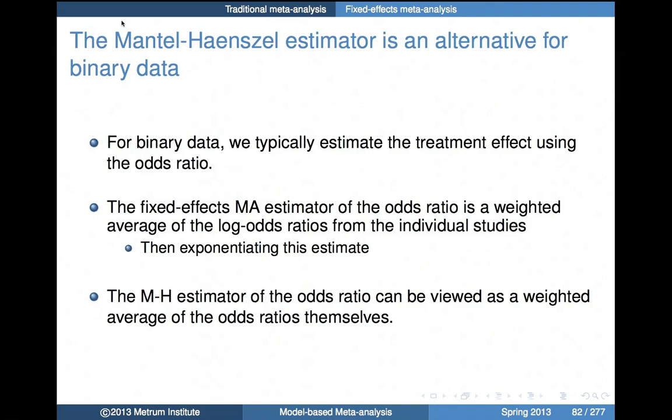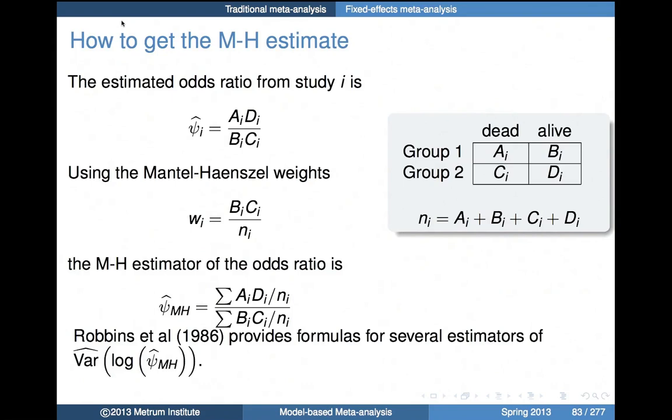In fact, you can think about the Mantel-Haenszel estimator as really a weighted average of the odds ratios, whereas that fixed effects estimator I presented earlier was a weighted average of the log odds ratios. To get the Mantel-Haenszel estimate, we would calculate the odds ratio in each study. If we think about this as a little 2x2 table, with groups in the rows and response in the columns, or in the pancreatic cancer example, dead or alive in the columns, and we label the 4 cells A, B, C, and D, then the estimated odds ratio from that study is just A times D divided by B times C.